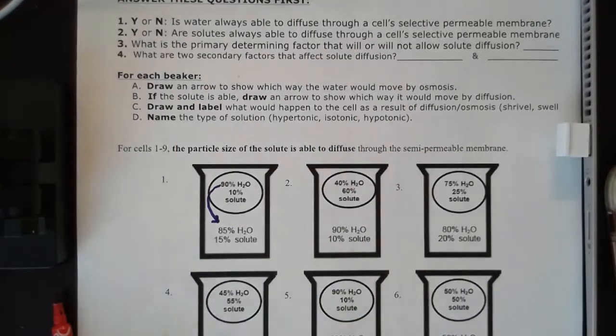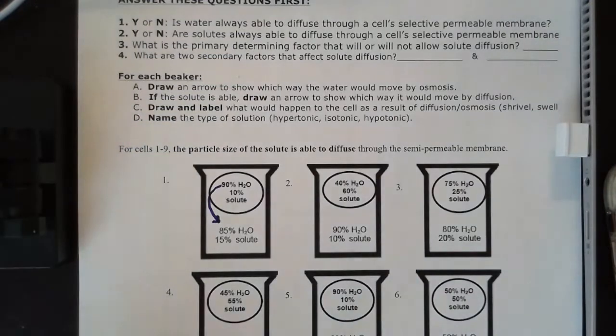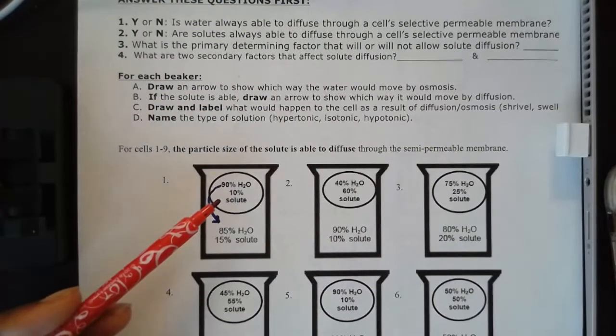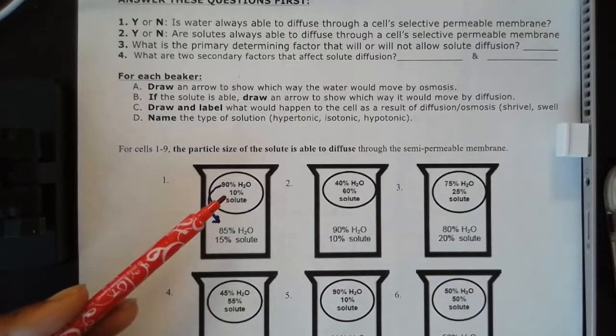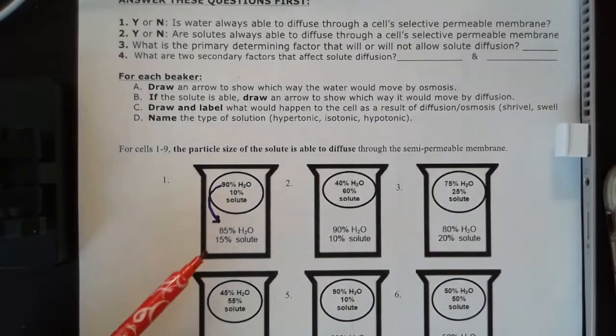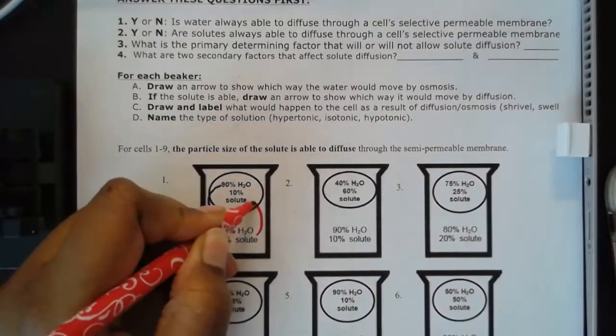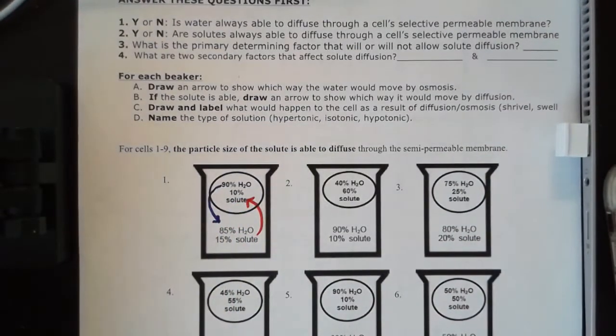All right, so we've done A. Now we're ready for B. In B, we have to tell which way the solute would move by diffusion. So we're just going to look at the concentration. In the cell, there is 10% of solute. And outside of the cell, there's 15% solute. Again, the solute's going to move from the highest concentration to the lowest. It's highest in the beaker. So the solute is going to move from the beaker where it's highest into the cell where it's lowest.